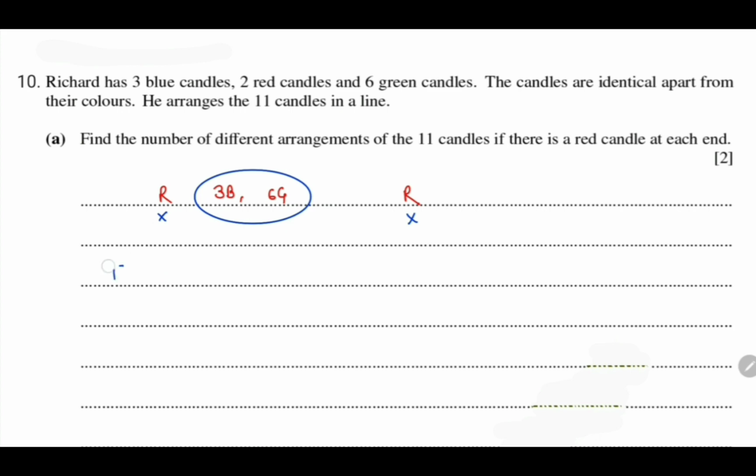So total arrangement of 9 candles in the middle will be 9 factorial divided by, because 3 blue are identical, so 3 factorial, and 6 green candles are identical to each other, 6 factorial. This is our final answer. This question is interesting. Its second part is really interesting, and let's move to the second part.